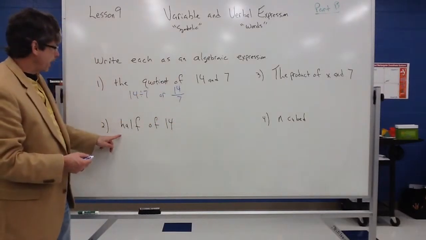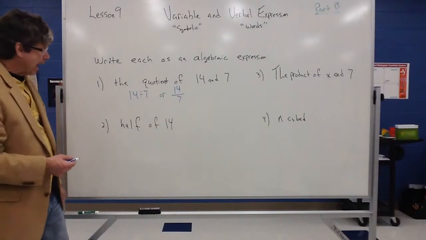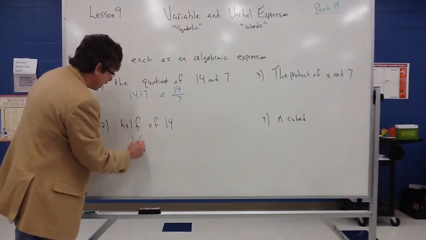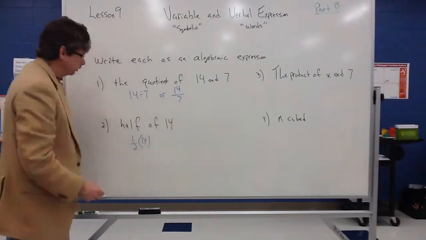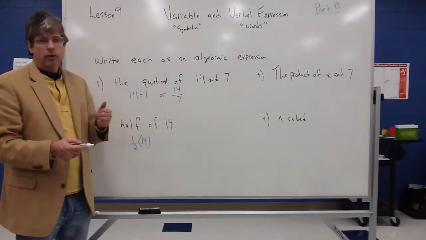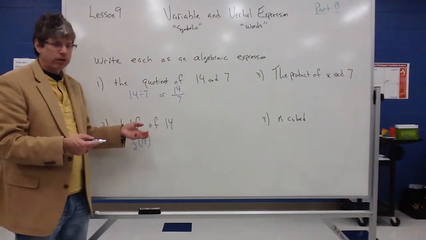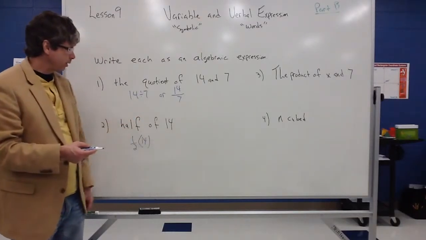Our next example, half of 14. Half of 14 implies 1/2 times 14. So anytime we see half, it represents the fraction 1/2. Of actually represents multiplication. So 1/2 times 14.